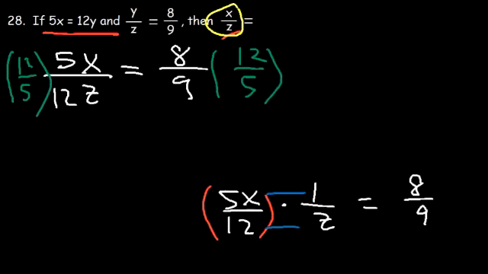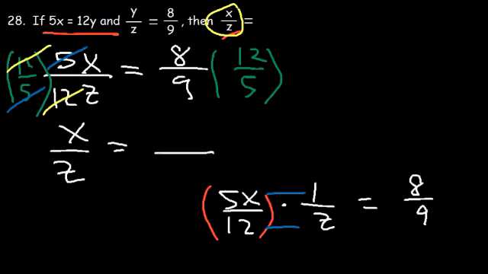So the 12s on the left side will cancel, and the 5s on the left side will also cancel. So therefore, we have x over z is equal to 8 times 12 over 9 times 5. Now we can multiply 8 and 12 to get 96, and 9 and 5 to get 45, but then we'll have to reduce the fraction.